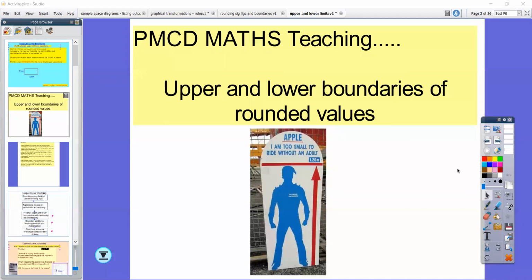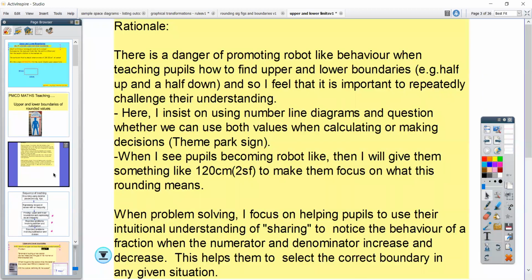Hello and welcome to PMCD MATHS, Teaching Upper and Lower Boundaries of Rounded Values, and this will include working with rounded values to solve problems. As usual, I have the rationale for how I've approached this, and you can pause this to read it. It's all there.